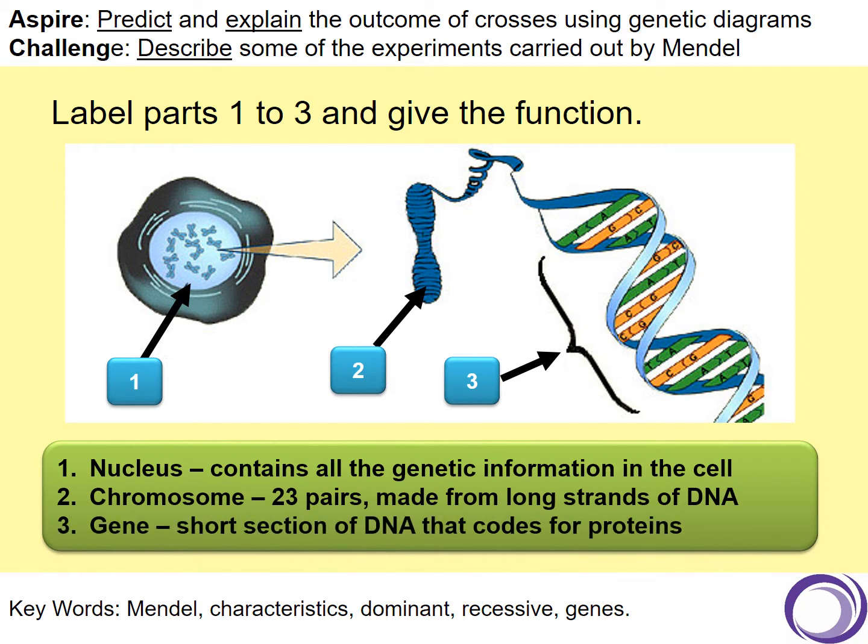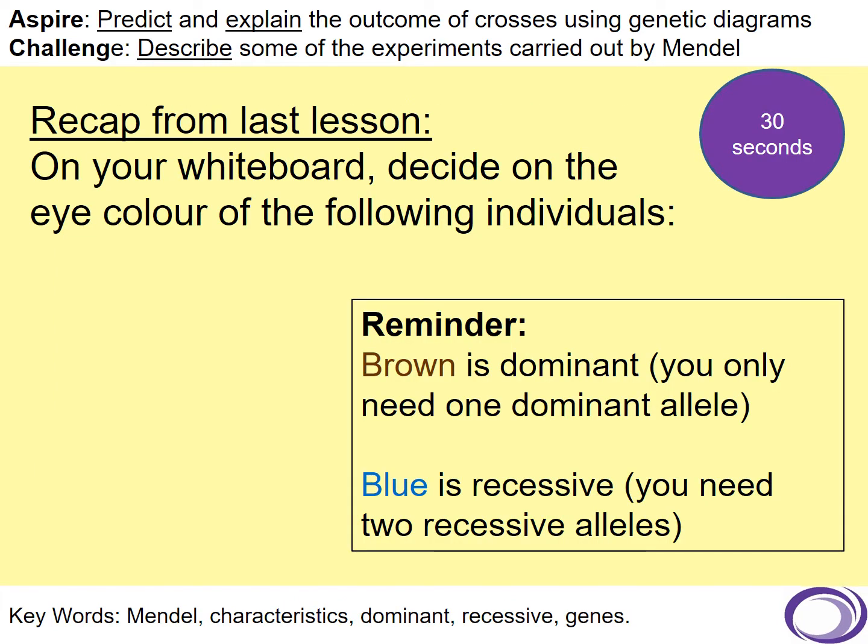And label 3 shows a short section of that DNA, which can be labeled as a gene, because a gene is a short section of a chromosome. And the genes code for the proteins.